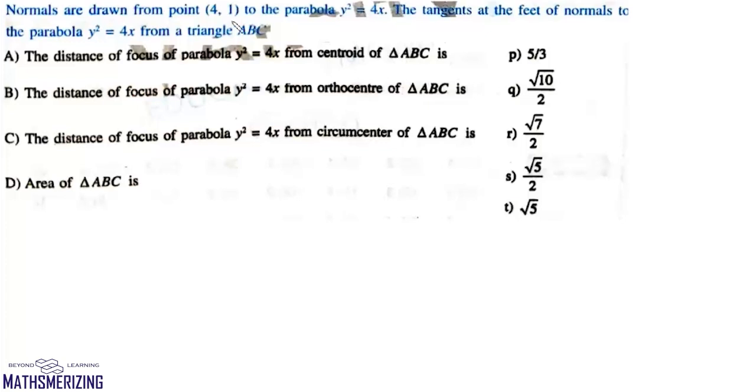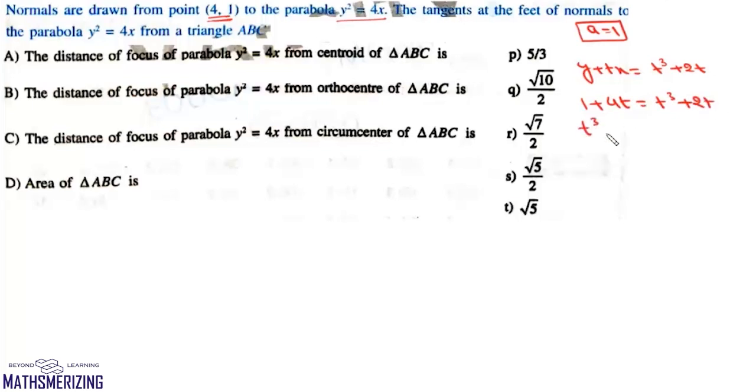Now here the question is, normals are drawn from point (4, 1) to the parabola y square equals 4x. The tangents at the feet of the normals to the parabola y square equals 4x form a triangle ABC. So first we'll find the equation of normal. For this parabola, the value of a is 1, so we'll write the equation of normal in parametric form. The equation of normal in parametric form will be y plus tx equals at cube plus 2at, and a here is 1, so it will be simply 2t. We need normals passing through (4, 1), so we'll put x as 4 and y as 1. So it will be 1 plus 4t equals t cube plus 2t.